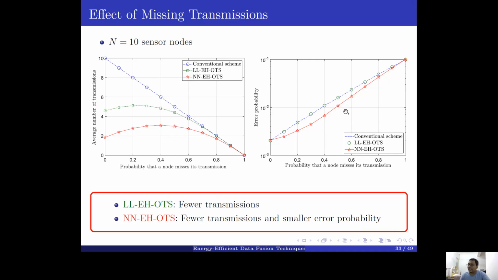This happens because, again, when a node misses its transmission, the fusion node has a better estimate of the range in which the missing metric can lie. Thus, NH-OTS not only achieves fewer transmissions, but it also achieves a smaller error probability. So it provides a surprisingly double benefit of fewer transmissions and a smaller error probability.